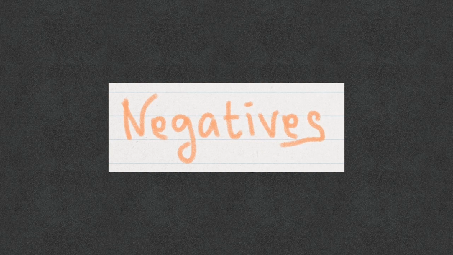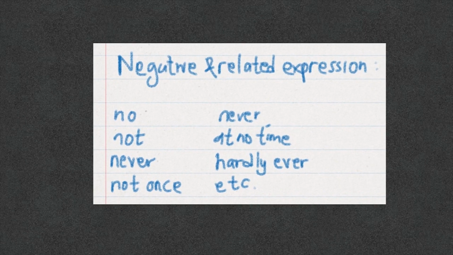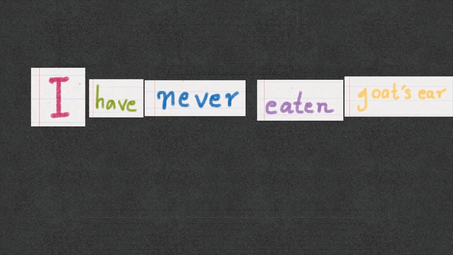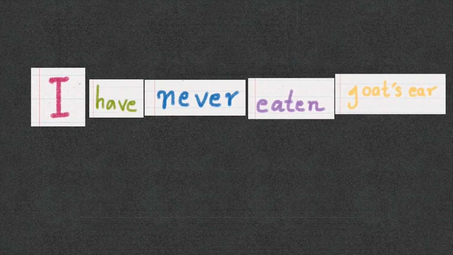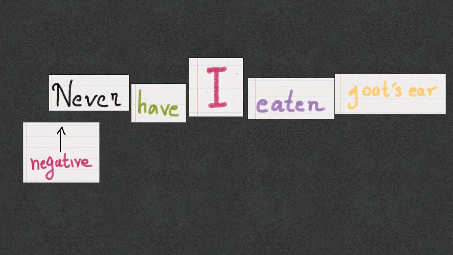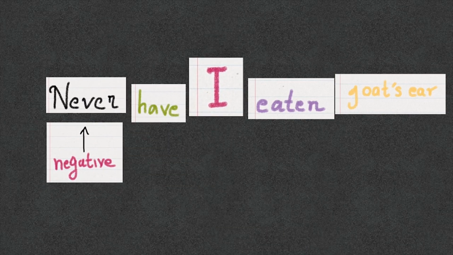The subject and verb can also be inverted after certain negatives and related expressions. Let's see the examples. No, not, never, not once, at no time, hardly ever, etc. Let's see the example. I have never eaten goat's ear. When a negative begins the sentence, subject and verb are inverted. Never have I eaten goat's ear.